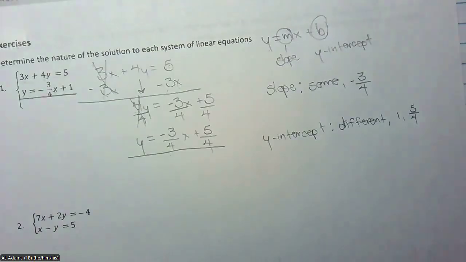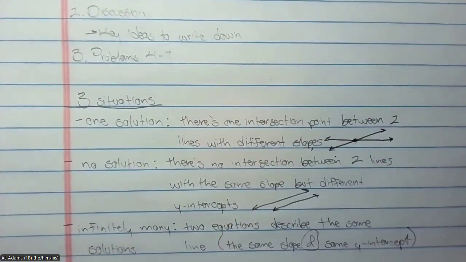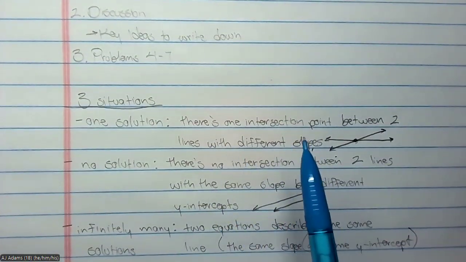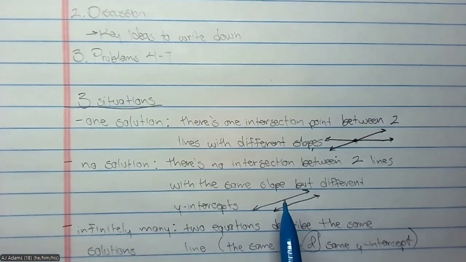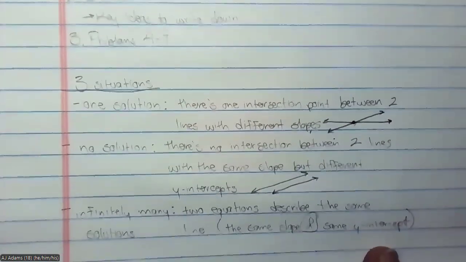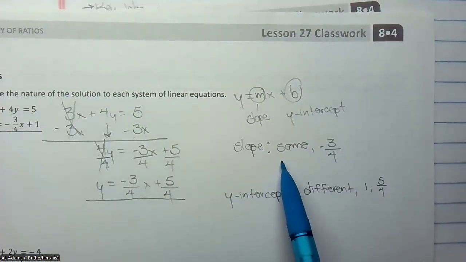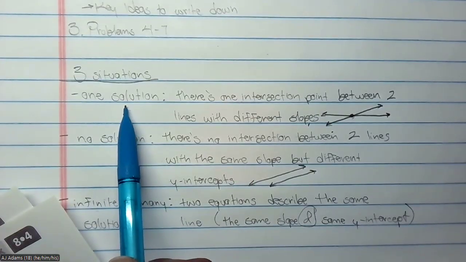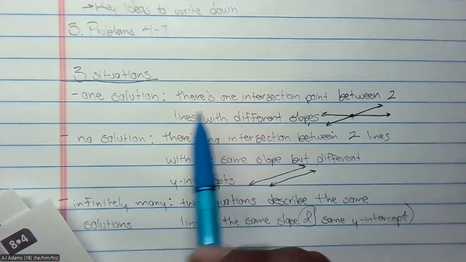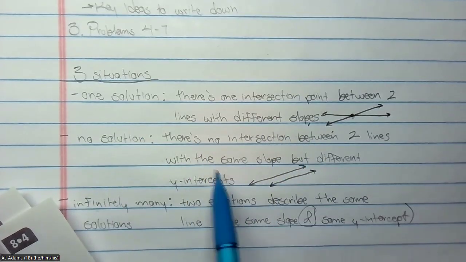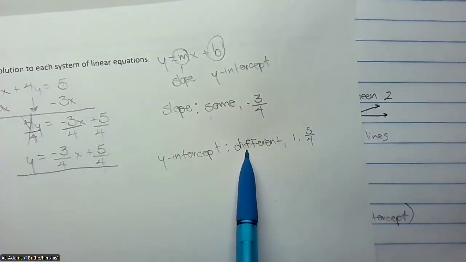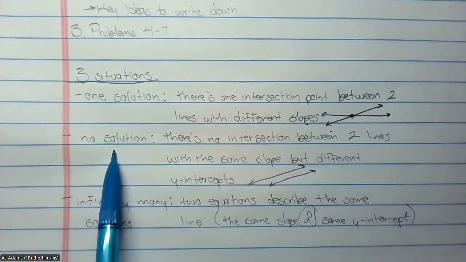So we're looking to see, is there one solution? Because the lines have different slopes. Is there no solution because the lines are parallel with the same slope but different y-intercepts? Or do the equations represent the same line and maybe there are infinite solutions? So same slope, it can't be one solution because if there's one solution, there are different slopes. No solution says same slope but different y-intercepts. Same slope, different y-intercepts, that means that there is no solution.